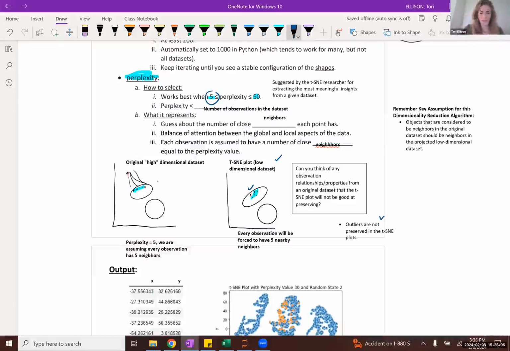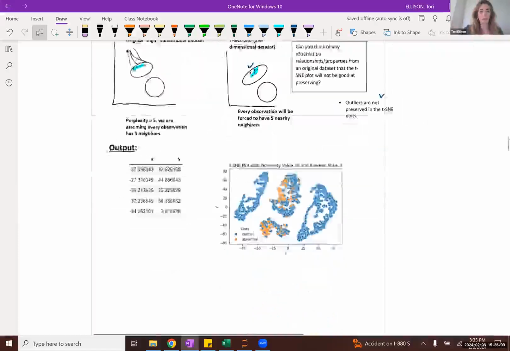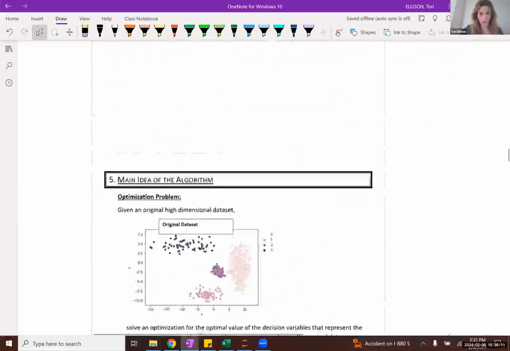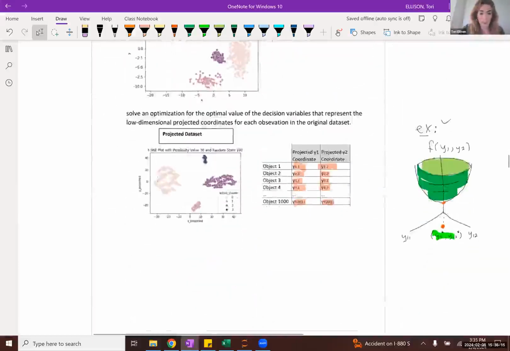There's actually other things that a TSNE plot will also not preserve. So we'll talk about what that is later on in the unit. And again, we're getting into the main idea as to how the algorithm works.